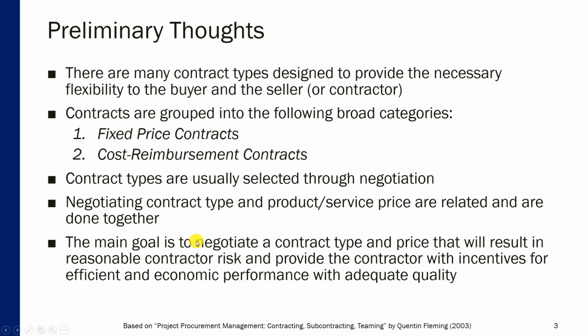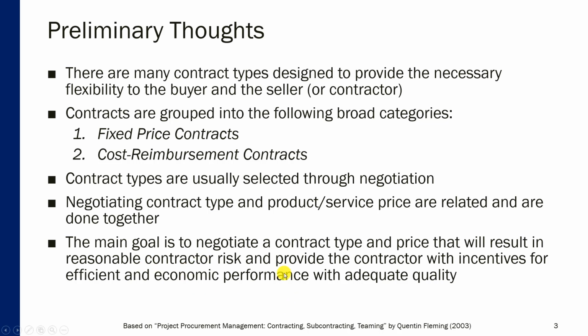So the goal is not to somehow lowball your seller or contractor. You need to give your seller or contractor some reasonable room for performance, but at the same time, at least some of the risks need to remain on the side of the seller or contractor. A contract cannot be one-sided where either the seller or the buyer bears all the risks.